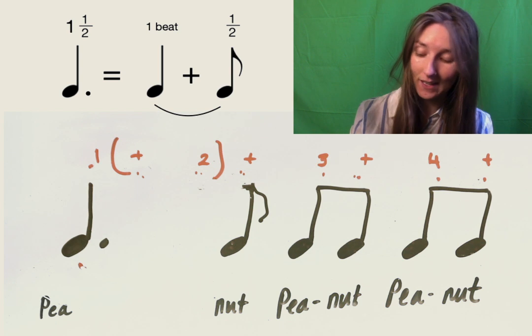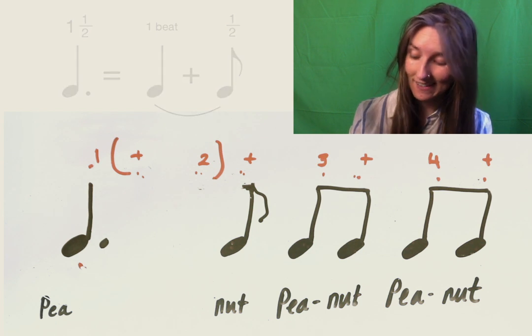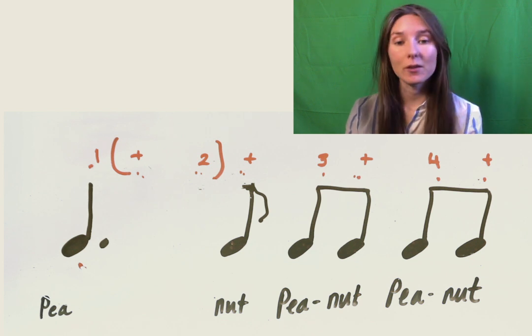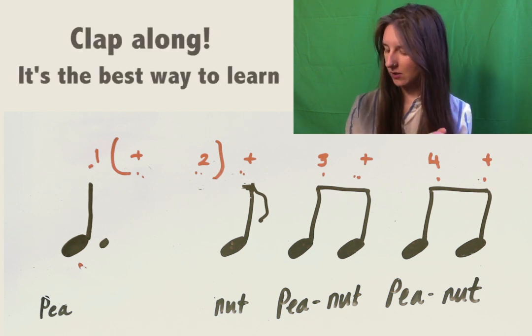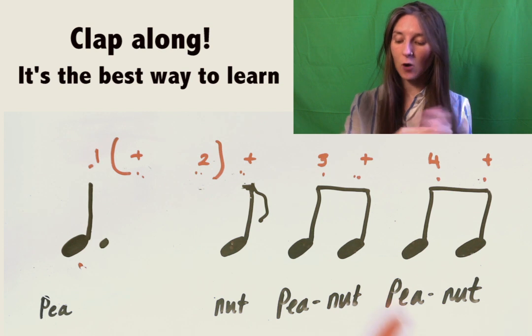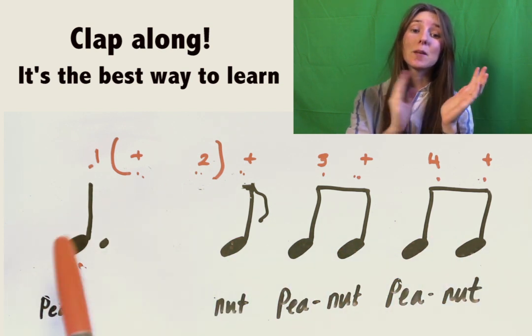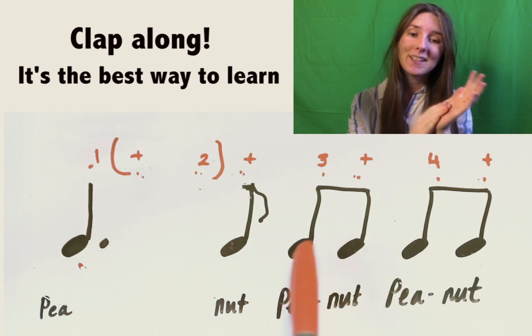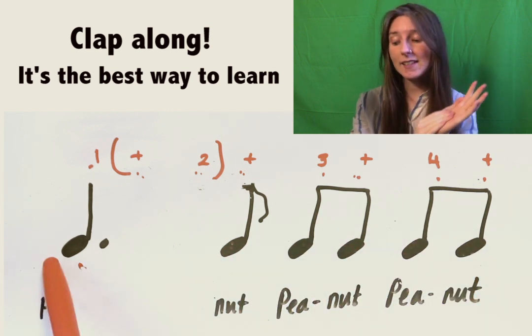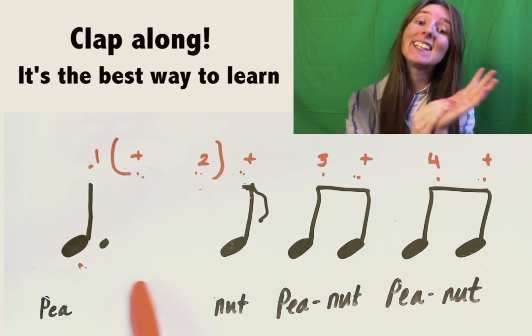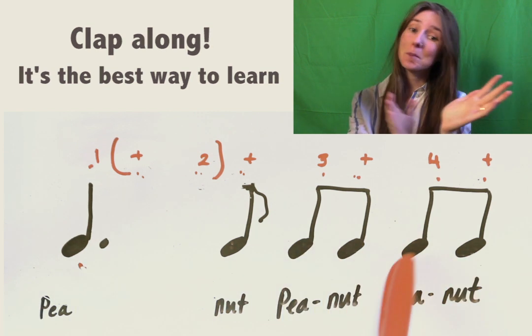Okay, I hope that is making sense to you. All right? So I want you to try clapping that rhythm out with me, okay? 2, here we go. Peanut, peanut, peanut, peanut, peanut, peanut, peanut, peanut, peanut, peanut, peanut, peanut. Okay, so that is how dotted quarter notes work.